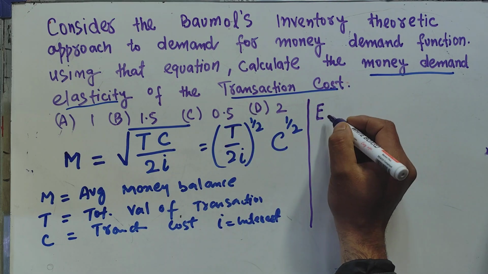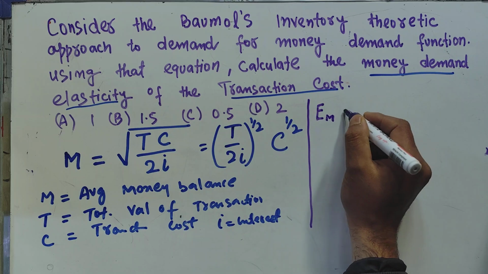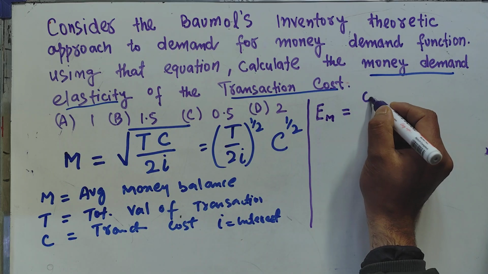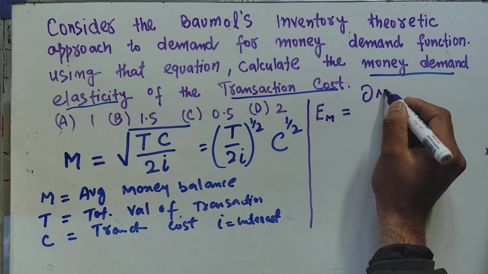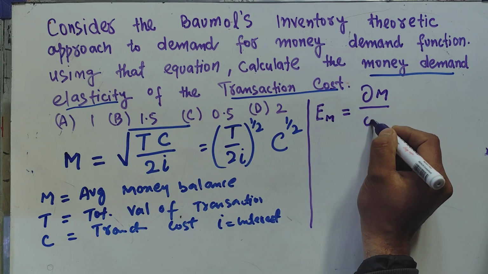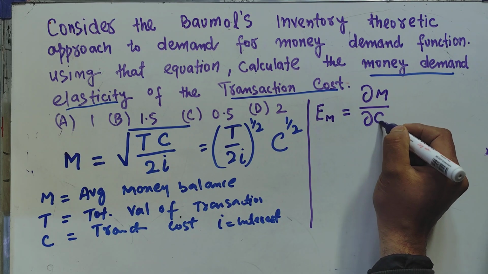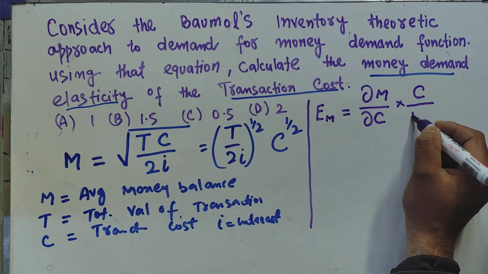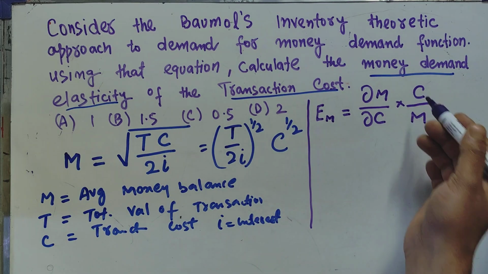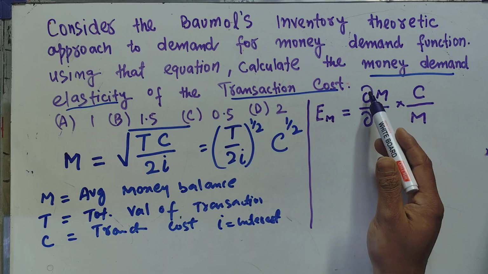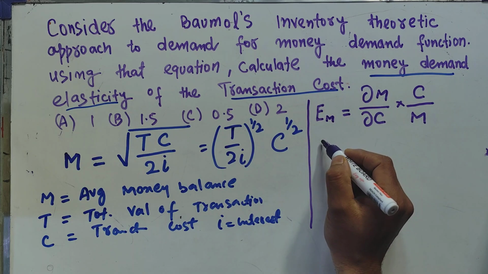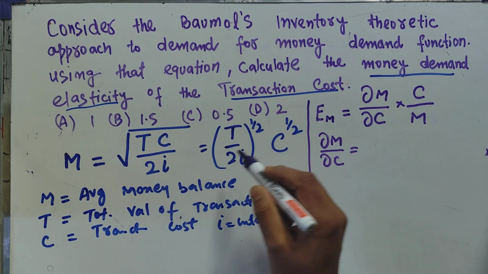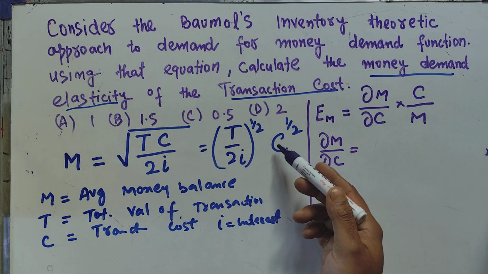Now, since we need to find out the money demand elasticity, let's denote it by E subscript M. So money demand elasticity of transaction cost will be equal to the change in the average money balance due to the change in the transaction cost, into transaction cost divided by the average money balance at that very transaction cost. That is, we need to find out the partial derivative, del M upon del C first. That is, we need to differentiate this function with respect to C.